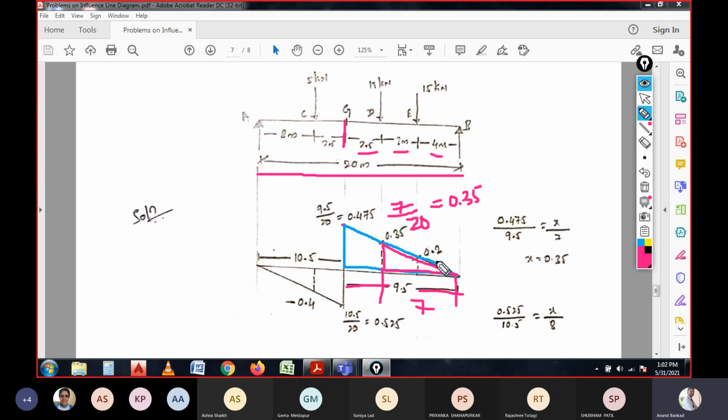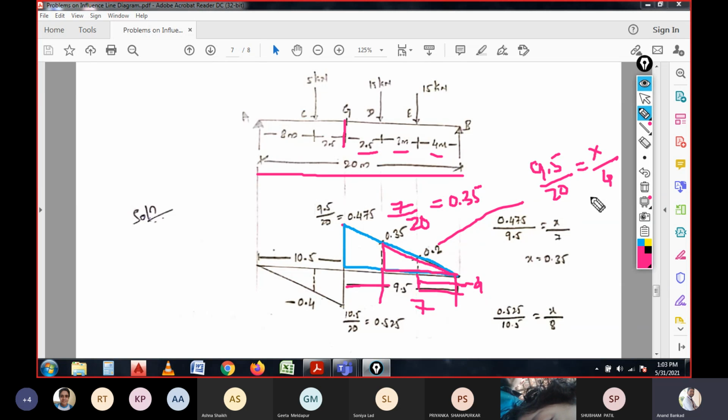Right? Now similarly you need to calculate this one. It is 4 meters. In this 4 meters, how is it calculated? Again a similar triangle is observed: 9.5 divided by 20, and the unknown by 4. So how will we get it?